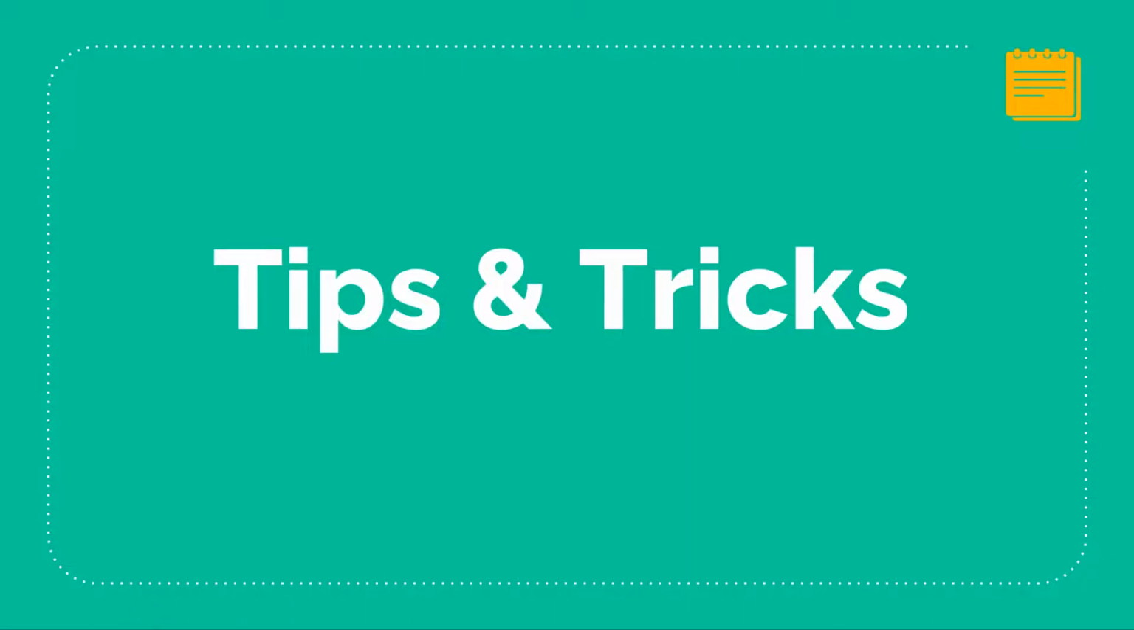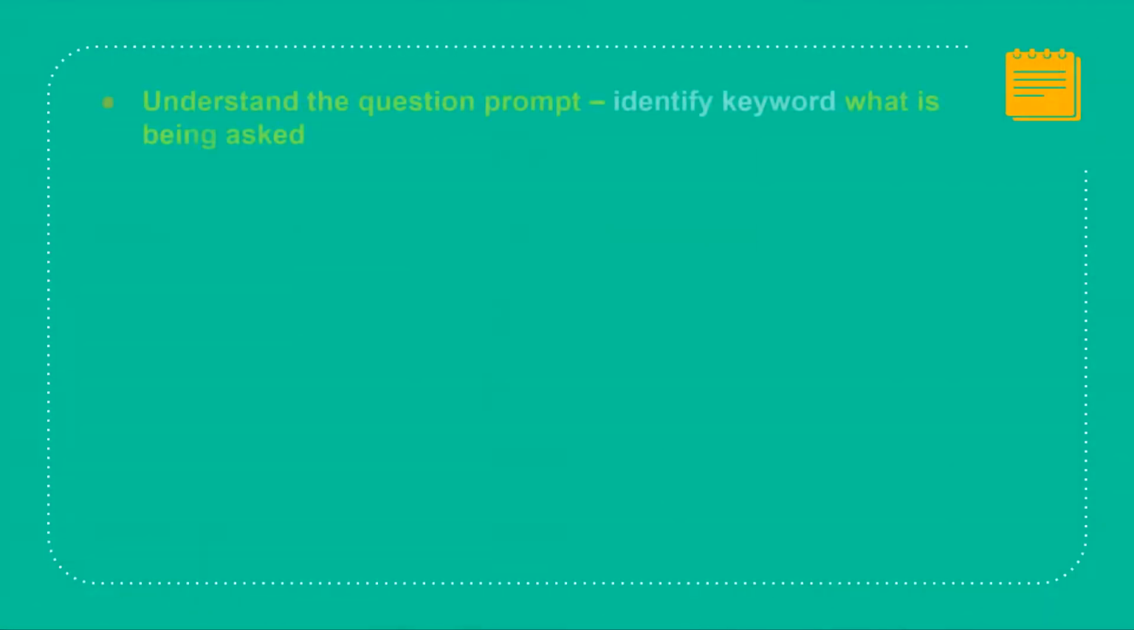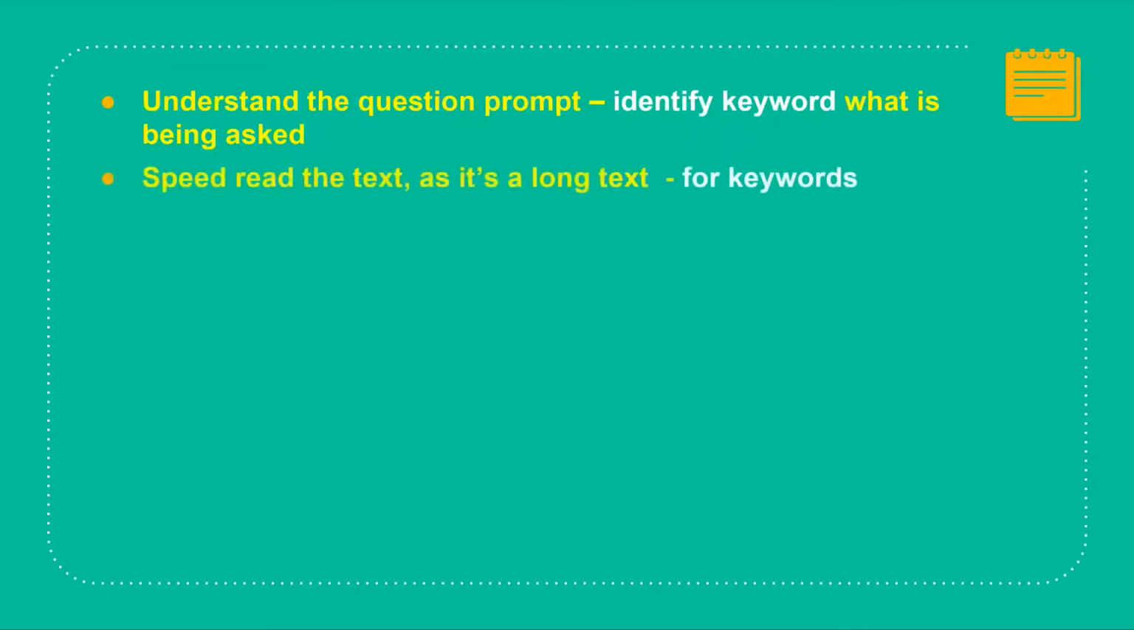Tips and tricks. Step number 1. Understand the question prompt. Before you begin reading the text, you need to read the question prompt and understand what has been asked. Use the keywords there to help you in identifying what the question type is. It might ask you for which statements are true according to the passage, or which statements can be concluded according to the text, something like that. Once you understand the question prompt, move to the next step, which is speed read the text. Quickly read the text to get an overall idea and look for keywords related to the question asked.